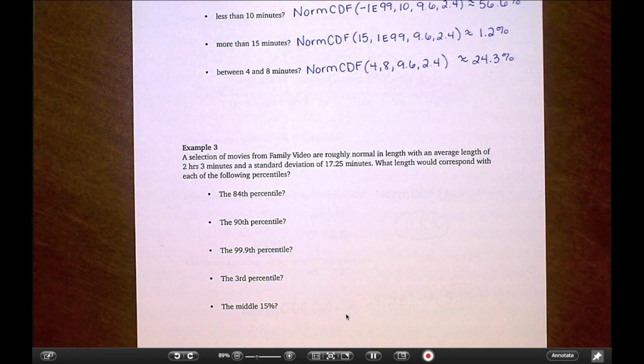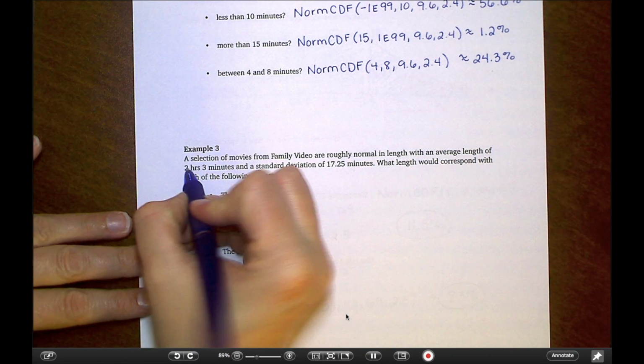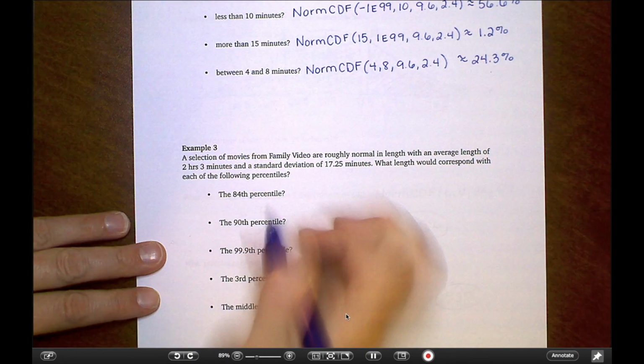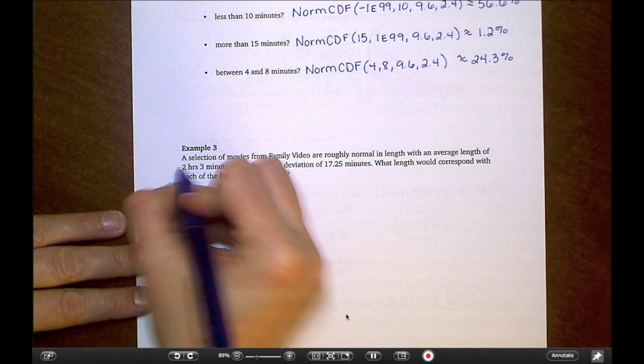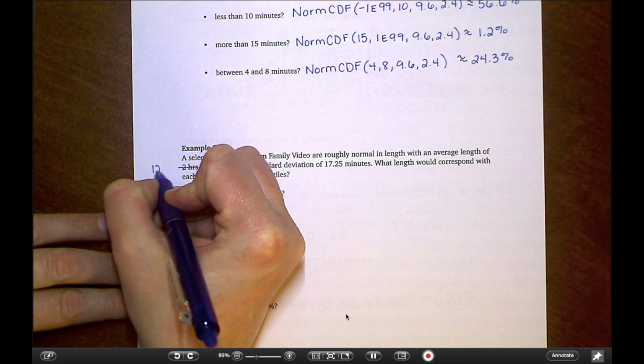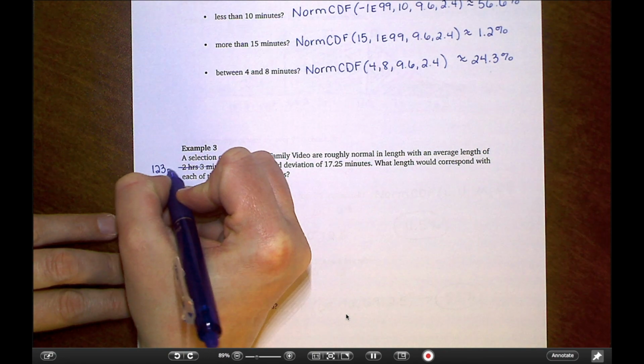So selection of movies from Family Video are roughly normal. So we took a random sample, we figured out how long all the movies were, looked at that data set, and it was normally distributed. Average length of 2 hours, 3 minutes with a standard deviation of 17.25 minutes. I'm going to start right away by turning this all into minutes because otherwise this is not going to work well together. So this is 120 minutes plus 3, so I'm just making this 123 minutes as my mean.